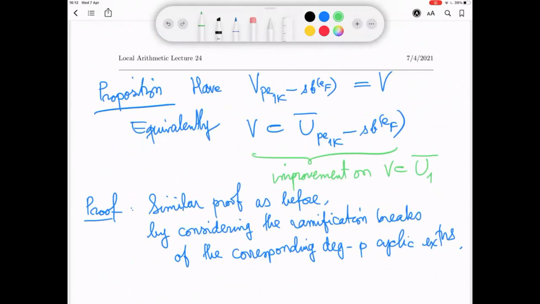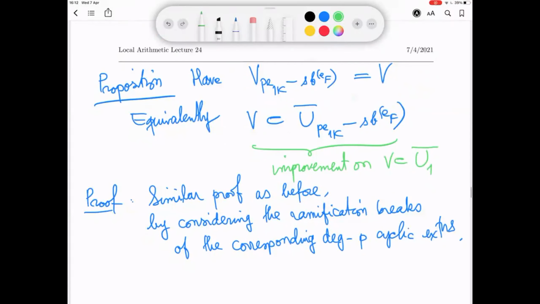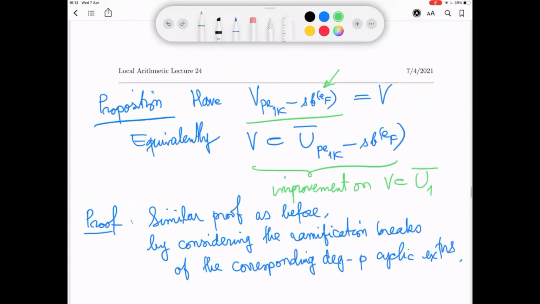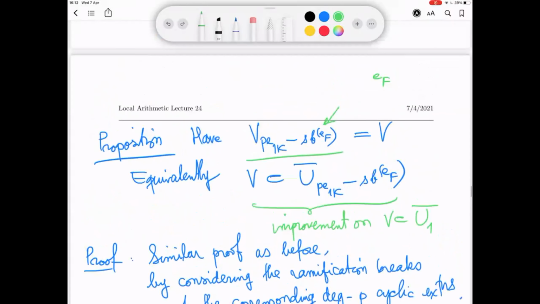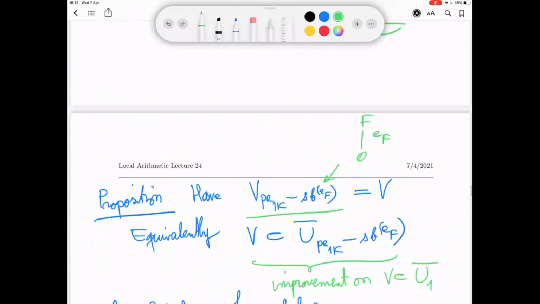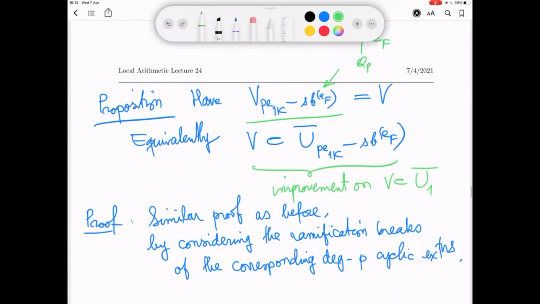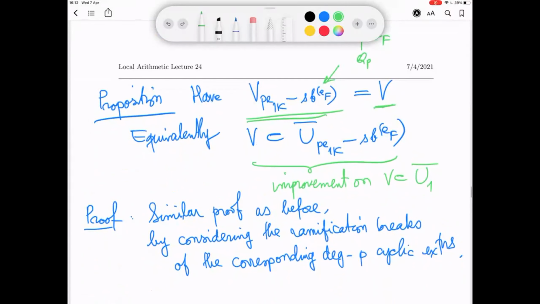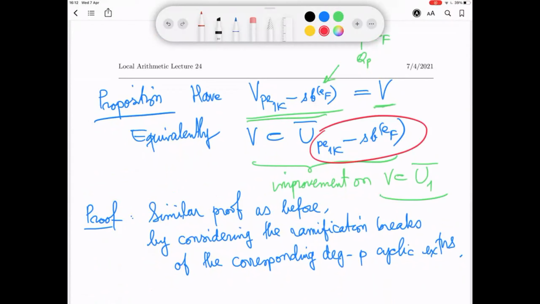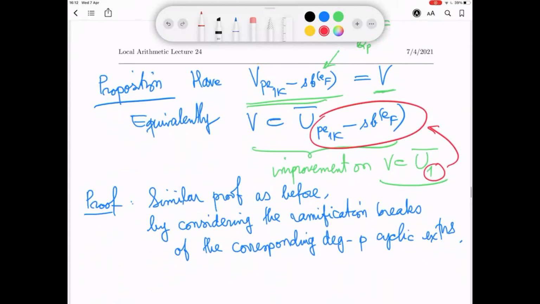So the next proposition says that this, when I take I equal to EF, right? EF is the ramification index of F over QP. When I take this, it's the whole of V. So earlier we had proved that V is contained in U1 bar, right? But now we are improving it and replacing this one by this quantity which may be somewhat larger.